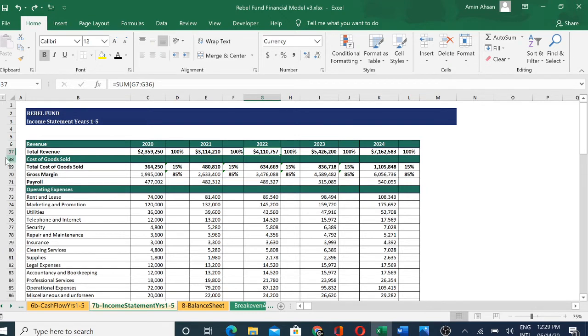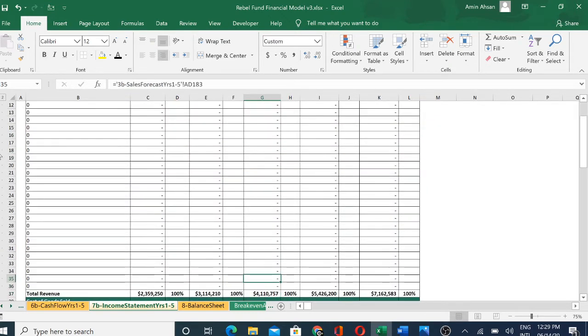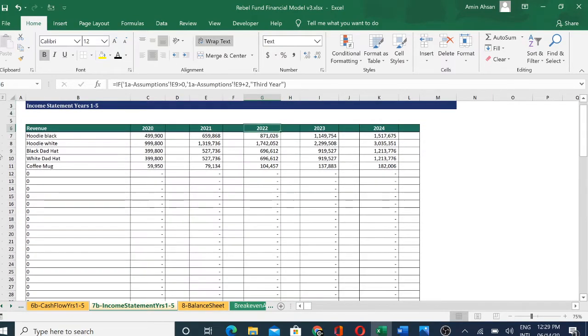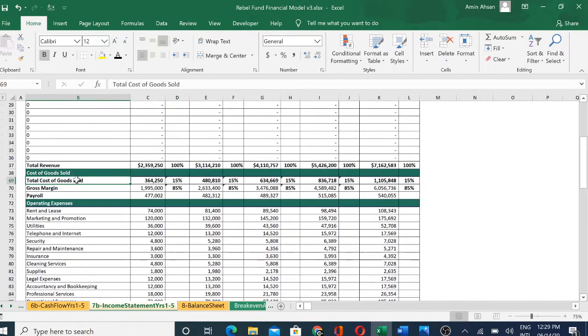If you want to see the breakups, then just click on this plus sign and you can see the breakups of this revenue. This is the whole breakup. That's a hoodie black for the total, and so on. If you want to enter more, you can see this is the breakup, the sum of all these breakups.